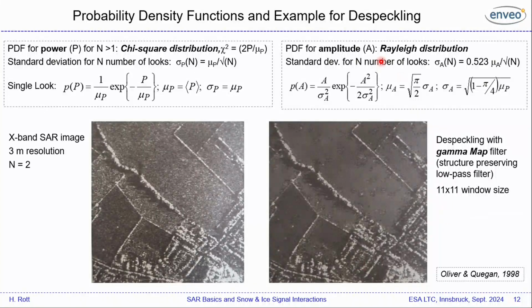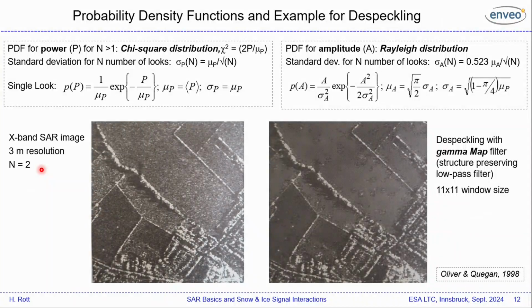Now, these are the equations for the probability density function, which I mentioned before. This is for power here. This would be the case for single look. And this is the Rayleigh distribution for the amplitude. And in order to get rid of this speckle, of course, low-pass filtering is applied, or processing over several looks can also be done. Of course, then you don't get the high spatial resolution.